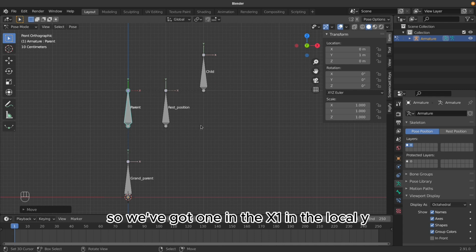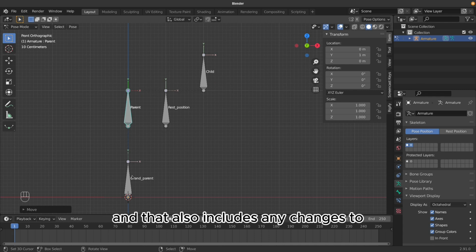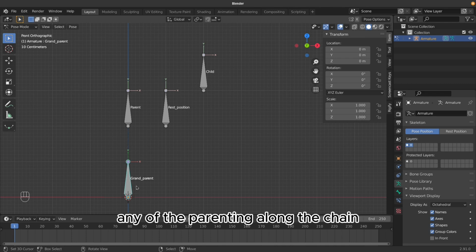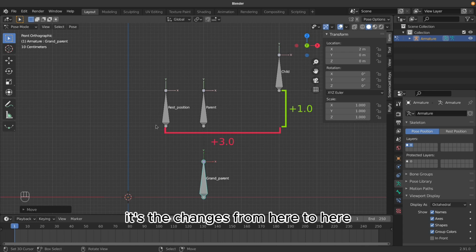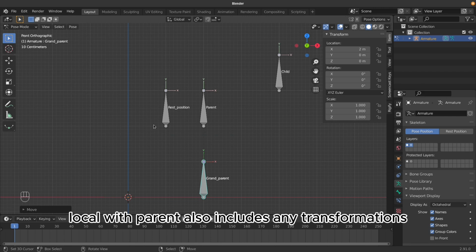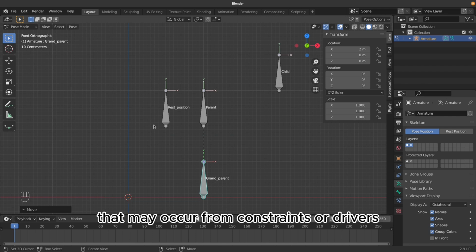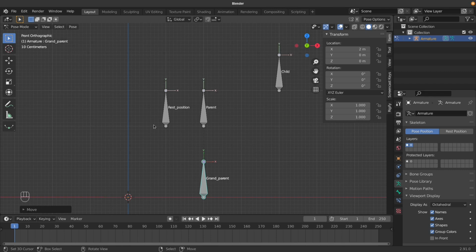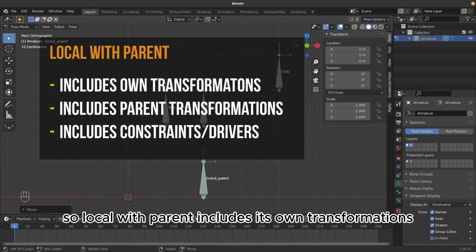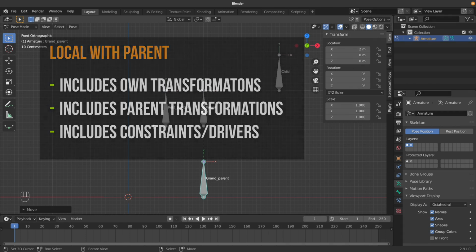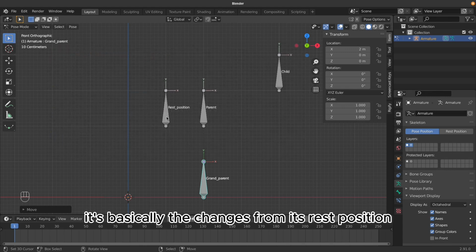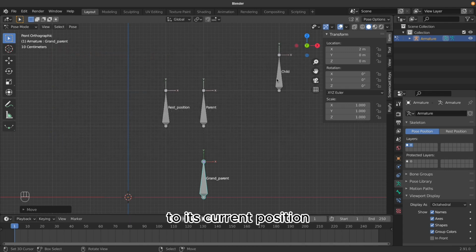So we've got 1 in the x, 1 in the local y. And that also includes any changes to any of the parenting along the chain. So if we move the grandparent along, it's the changes from here to here. And bear in mind, this local with parent also includes any transformations that may occur from constraints or drivers. So local with parent includes its own transformations, it includes the parent transformation, and it includes the transformations by constraints and drivers. It's basically the changes from its rest position to its current position.